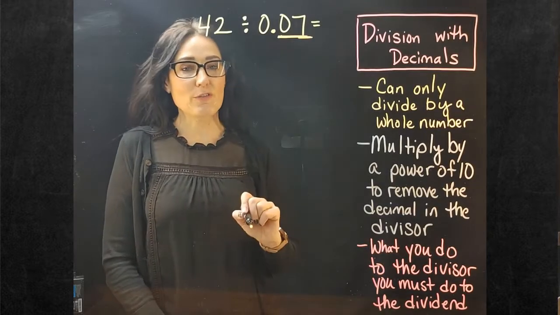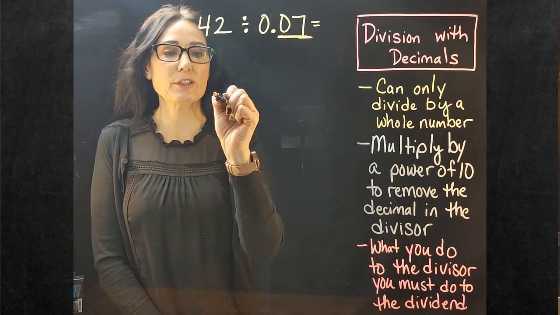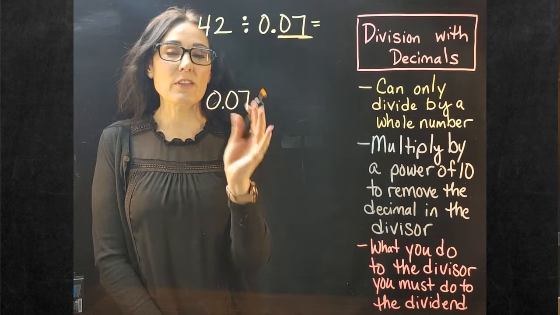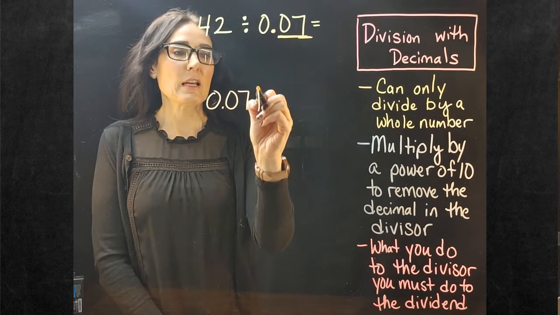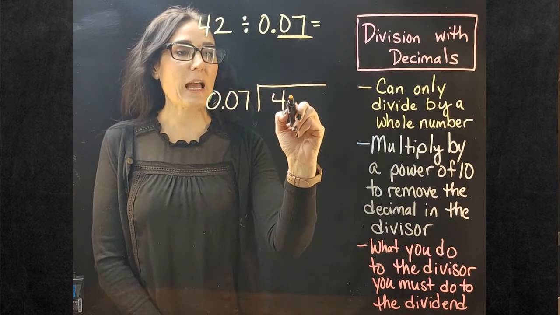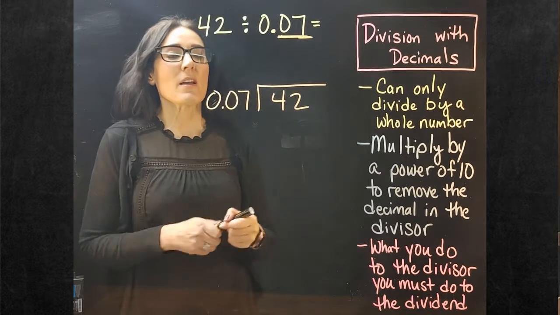So let's get started. This number right here is your divisor, and it is always going to go on the outside of your division bar. So notice where I'm putting that number. Then you have your division bar here, and the 42 is the number that's actually being divided. So that's the number we want to divide.